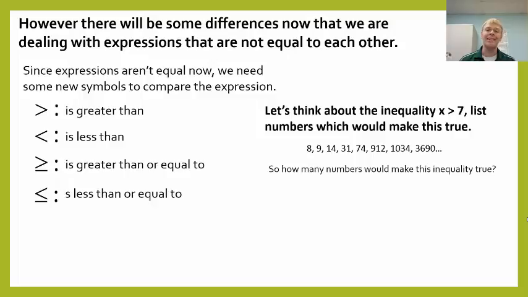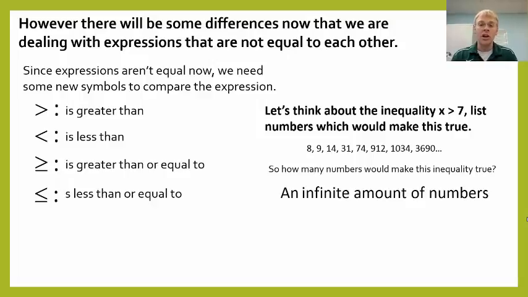But the question is, how many numbers can we come up with? How many values on our number line in the real numbers are there that would make this inequality true? And the answer is an infinite amount of numbers. As long as we're bigger than 7, any number on the number line that is larger than 7 will make this inequality true. And this is where our inequalities are a little different than our equations.